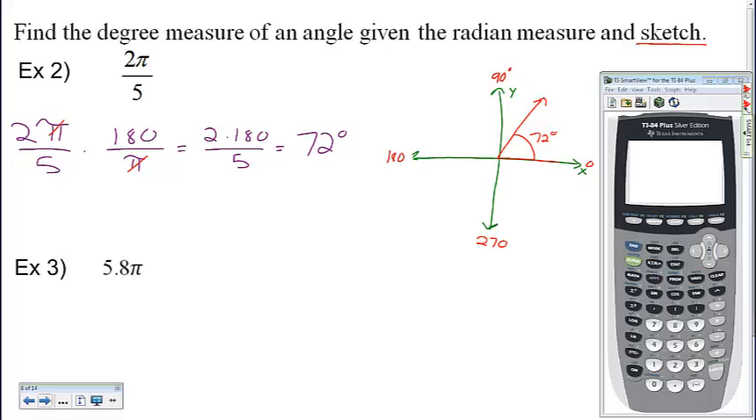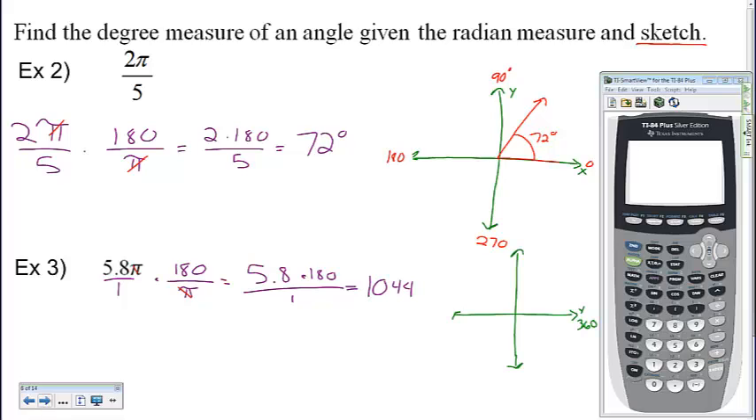Here, we know that 72 degrees will lie between 0 and 90 degrees, so we sketch the terminating side and we label the angle 72 degrees. In example 3, we have 5.8 pi. Well, first, I'm going to make sure that I place that over 1, and then once again multiply by my conversion factor of 180 divided by pi. The pi's cancel out once again, and I'm left with a fraction 5.8 times 180 all over 1. If I plug this into the calculator, I should get a number resulting in 1044 degrees.